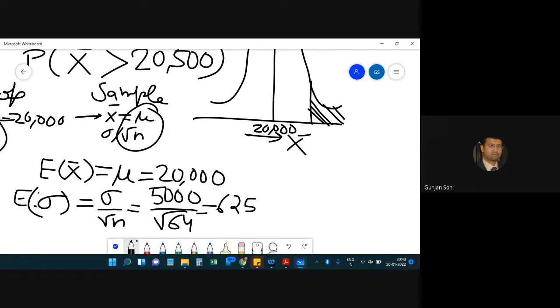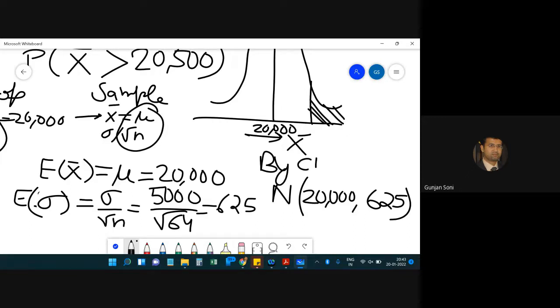Now, because of the central limit theorem, it is normally distributed with mean 20,000 and standard deviation 625. Here you have to write, always in the exam you will have to write, because of or by central limit theorem, this is applicable.